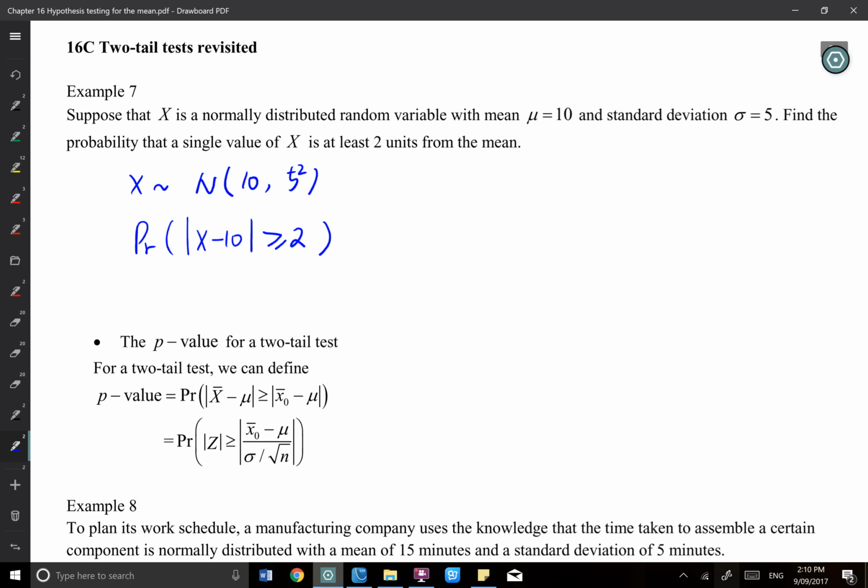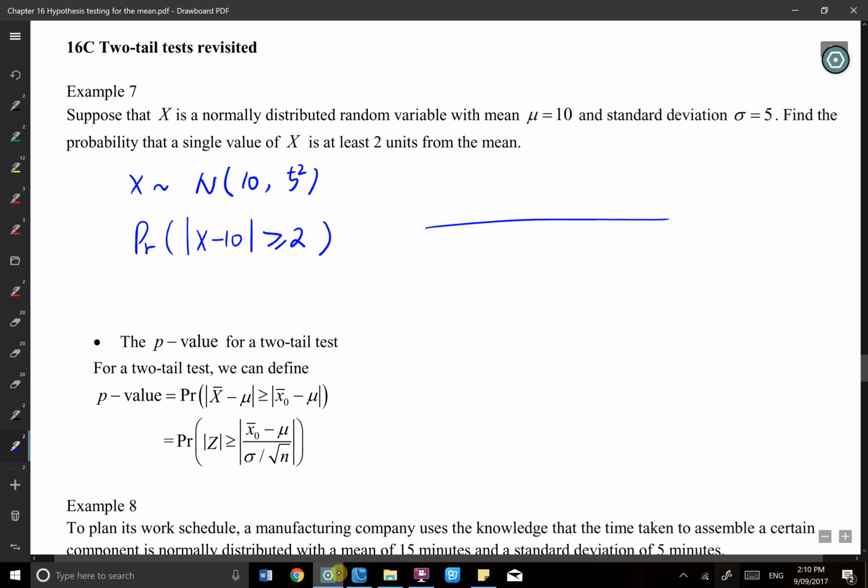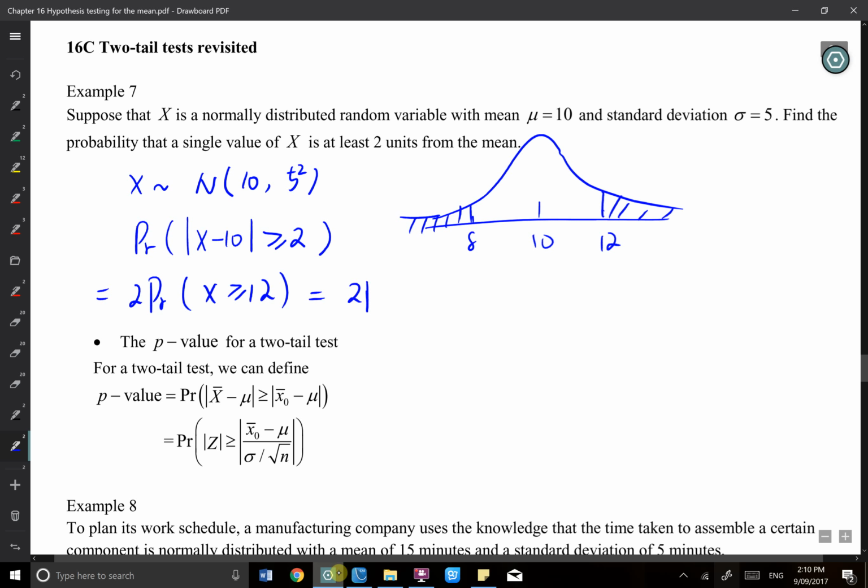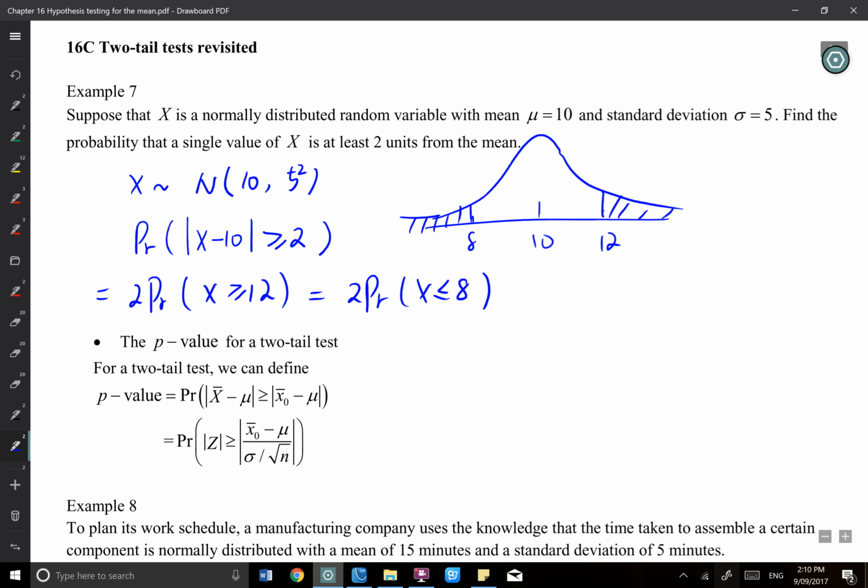So, as we said, that's 10, that's 8, that's 12. It's a normal distribution like that. I'm looking for this value and this value. So that can be equal to the probability that X is greater than or equal to 12. That can also be 2 times the probability that X is less than or equal to 8. It's a symmetrical area. It's all 2 units from the 10.